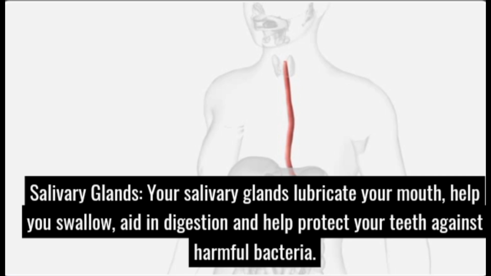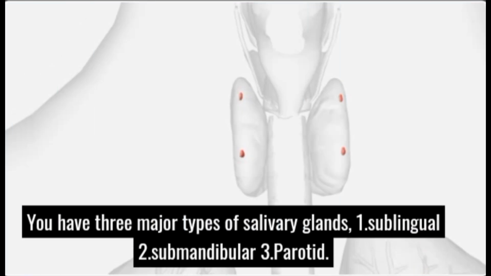Lubricate your mouth, help you swallow, aid in digestion and help protect your teeth against harmful bacteria. You have three major types of salivary glands. 1. Sublingual. 2. Submandibular. 3. Parotid.